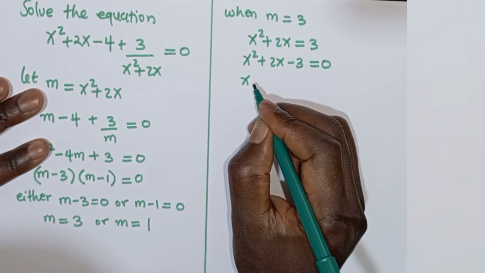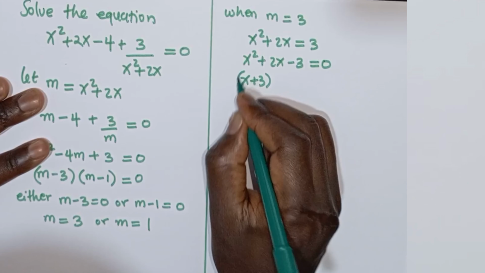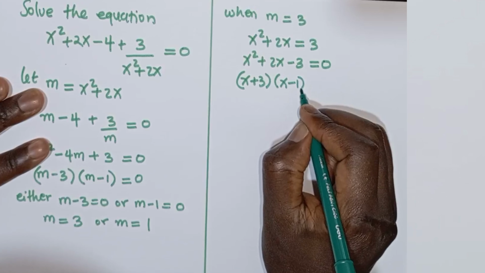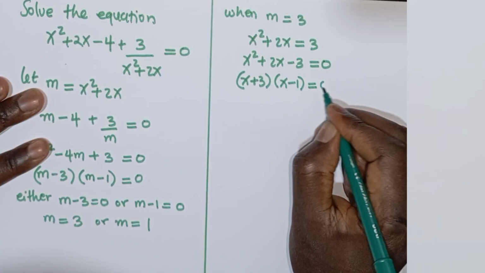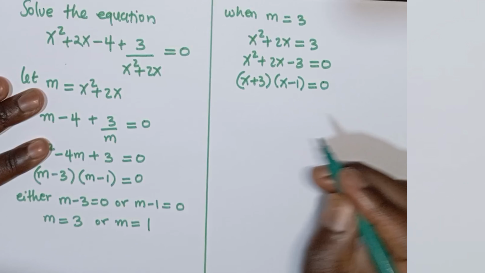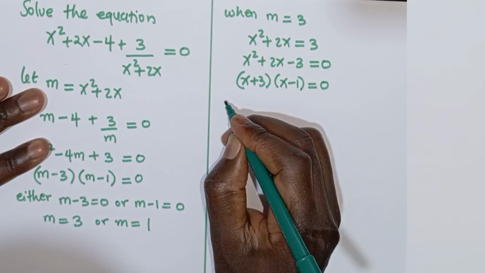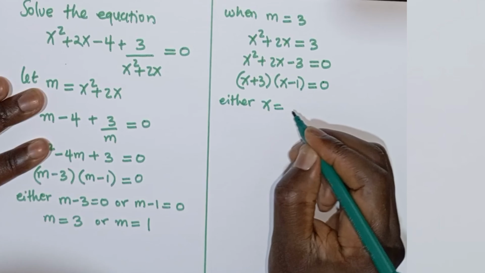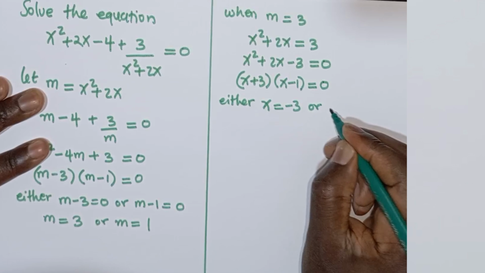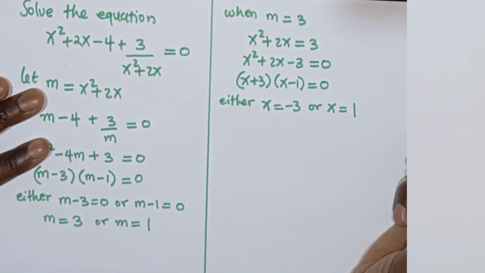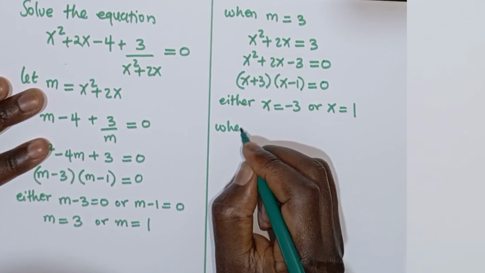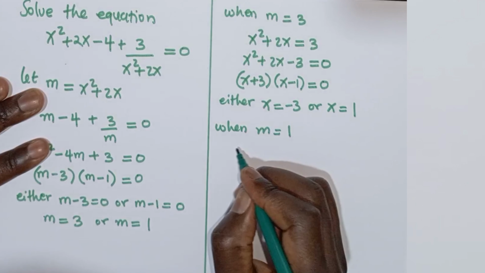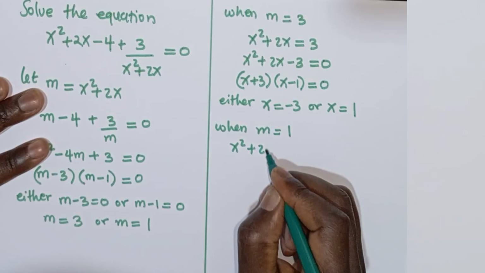So this is x plus 3 into x minus 1 is equal to 0. So either x is equal to negative 3, or x is equal to 1. So you have obtained the values of x when m is equal to 3. Then when m is equal to 1, we shall have x. So this is how you solve such an equation.